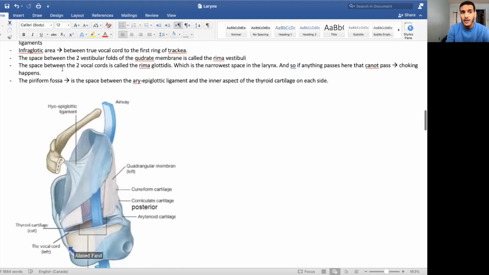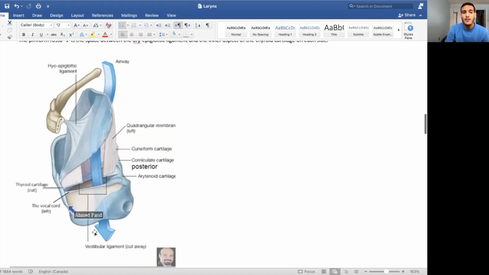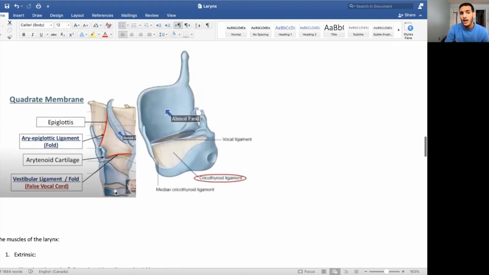The infraglottic, why glottic? It comes from Rima glottis, which is the other name for the space created between the true vocal cords, that small space or hole between the true vocal cords, left and right. That's the Rima glottis. And so that's the limit or the start of the infraglottic area. So infraglottic, below the glottic area, to the first cartilage, first ring of the trachea.